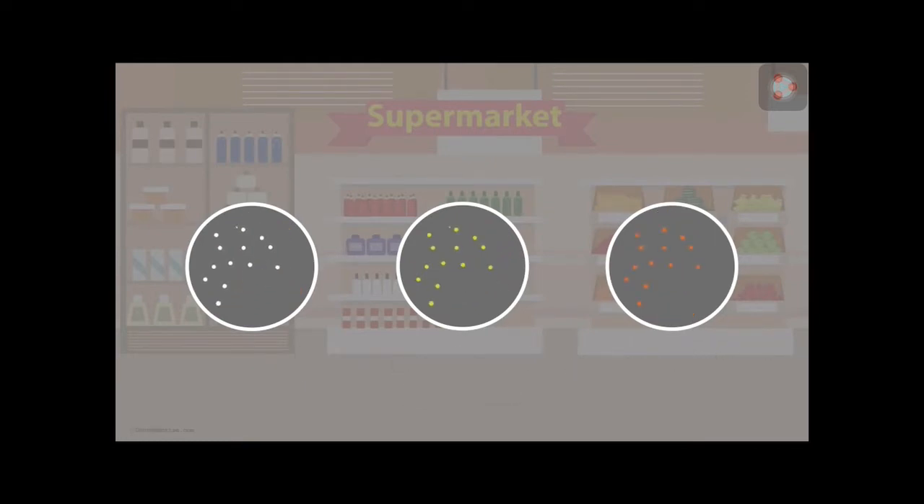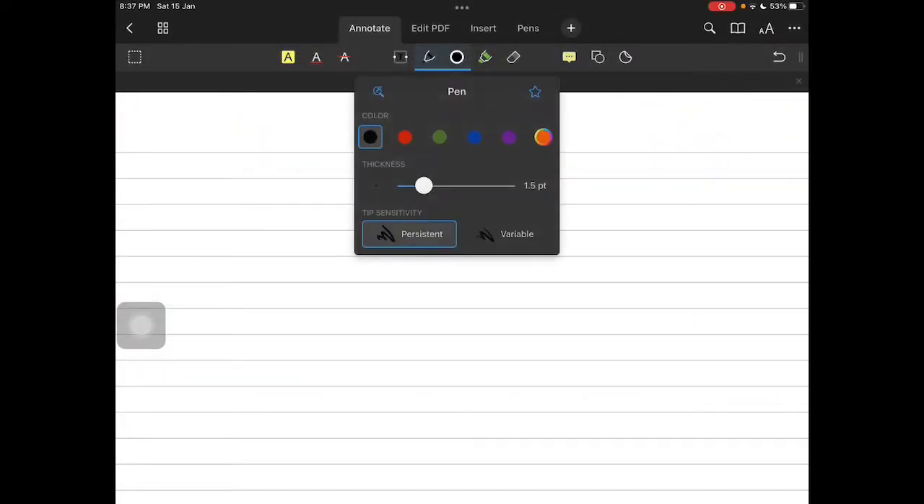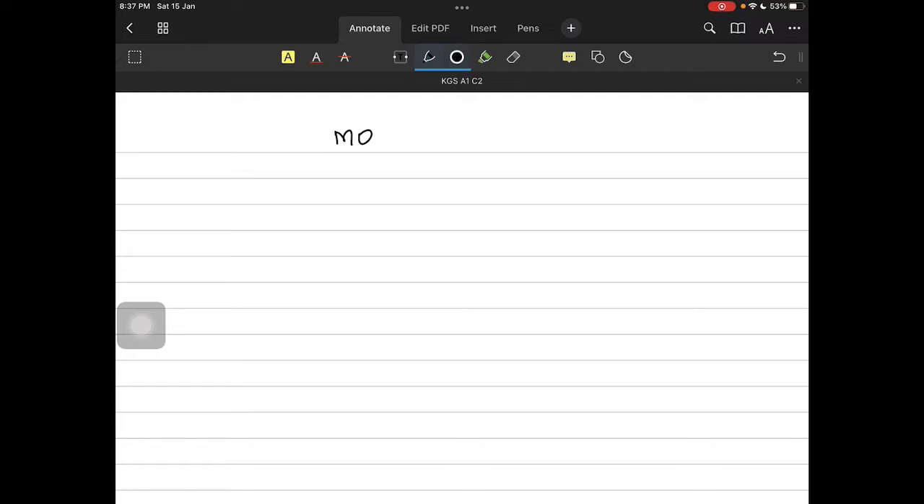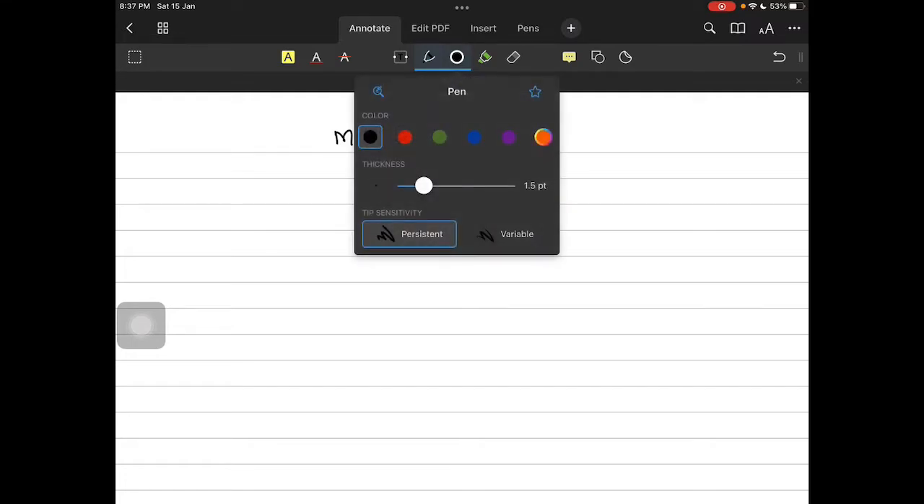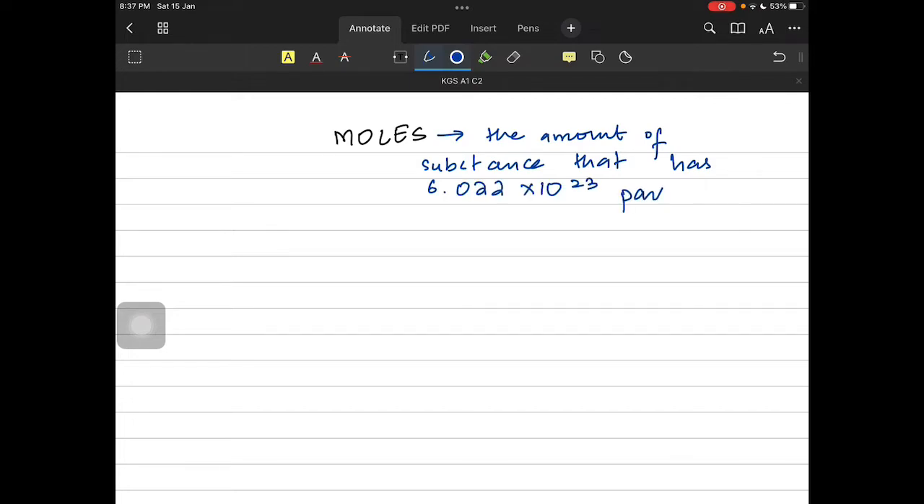But what if we are actually concerned with the particles over there? It's going to be a really huge number of particles, atoms, molecules, ions, whatever. So here we are going to be talking about moles. So a mole is actually the amount of substance that has exactly 6.022 × 10^23 particles. Now the particles of matter are really small.